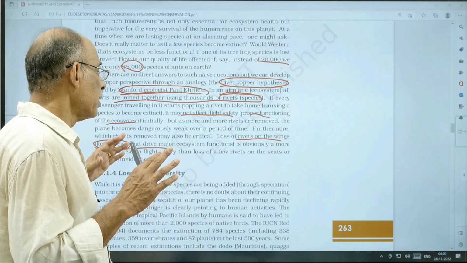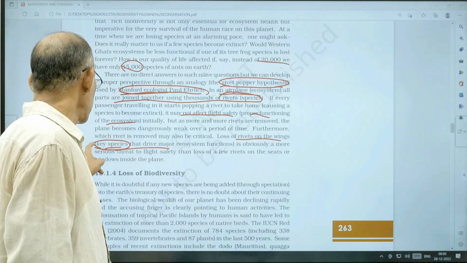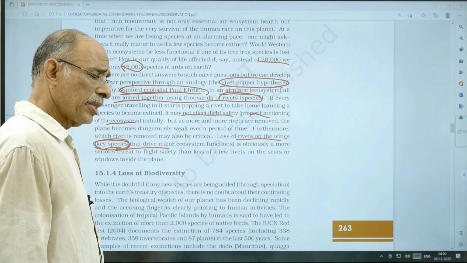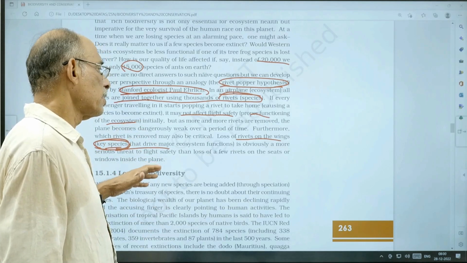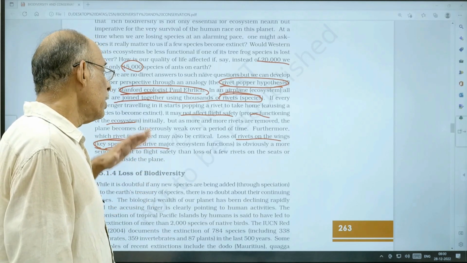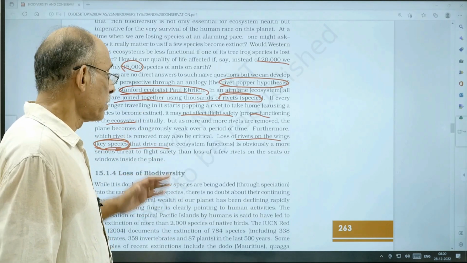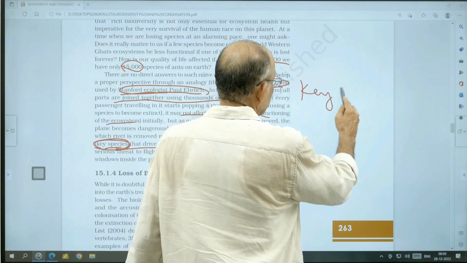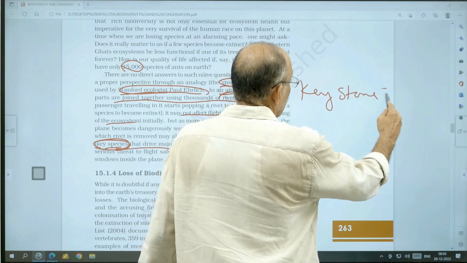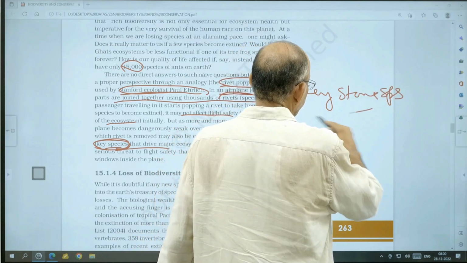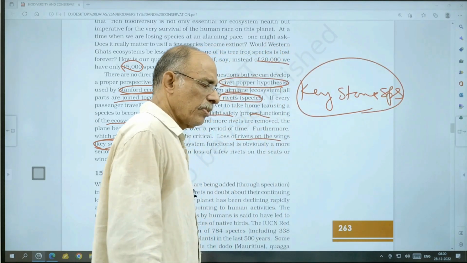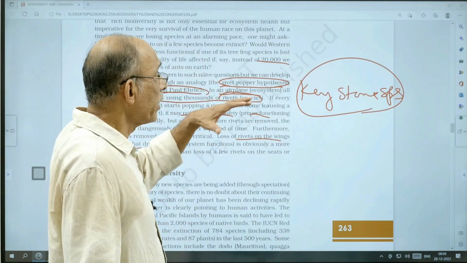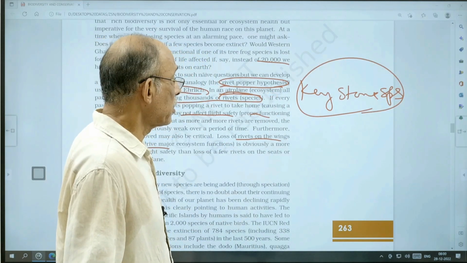Similarly, when the most important species of an ecosystem, known as the key species, is lost and becomes extinct, the ecosystem will perish. So there is a keystone, known as the keystone species, and these keystone species control all the activities of the ecosystem.